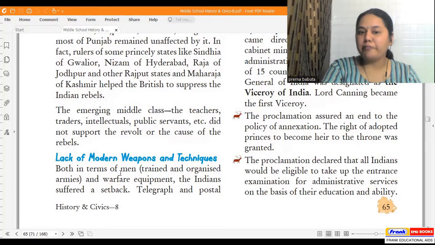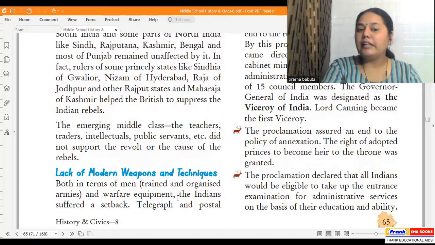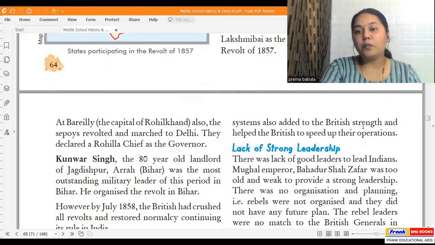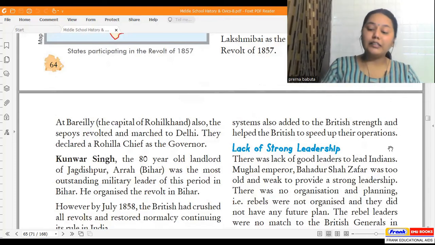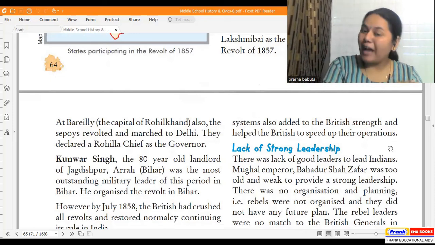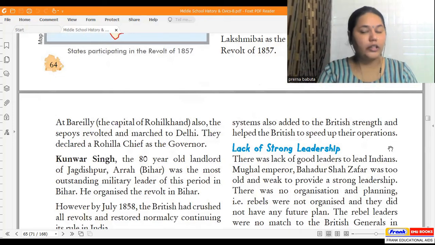So both in terms of men, that is trained and organized, and warfare equipment, the Indians suffered a setback. And telegraph and postal services, all these systems, also added to the British strength and helped the British to speed up their operations. So the lines which the Indian soldiers had probably disconnected were put back into the system, and the British were able to communicate with each other.